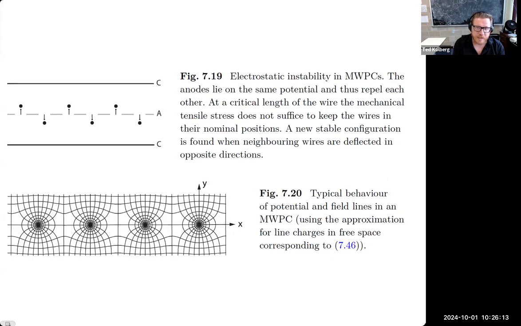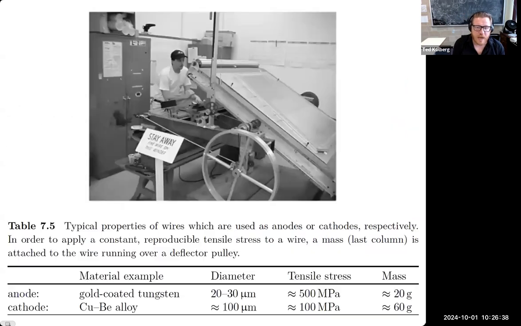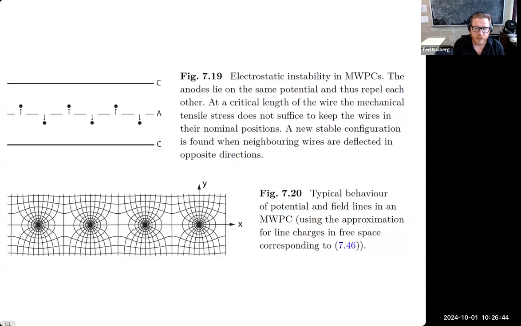The combination of the tensile strength of the wire and the tension that you need to keep the wire straight results in a practical upper limit on how long these wires can be. As it turns out, the maximum free length of the wire for the typical wires that are used is a little bit less than a meter, maybe 80 centimeters or so. So that sets the characteristic size of the chamber. You see that the chamber he's wrapping here might be around 80 centimeters in length.